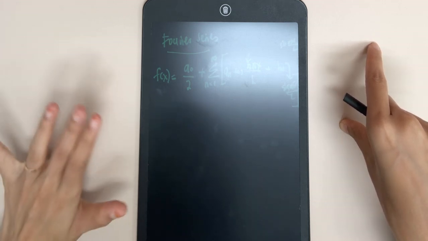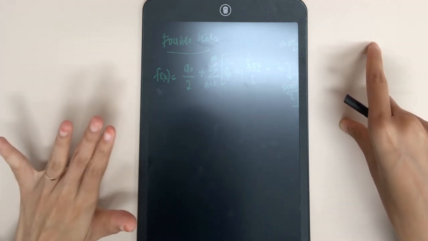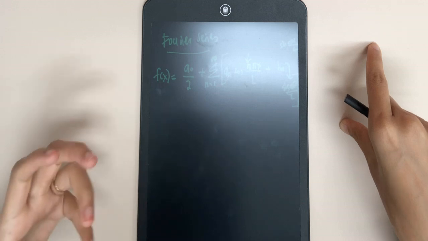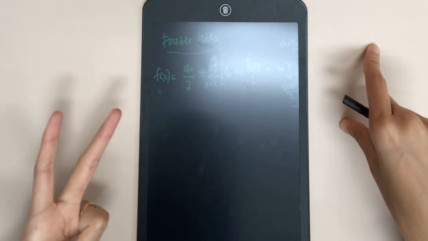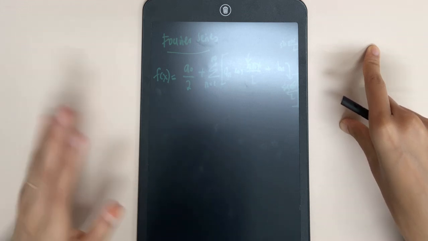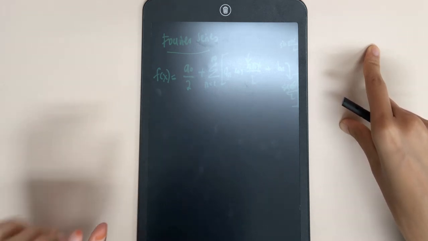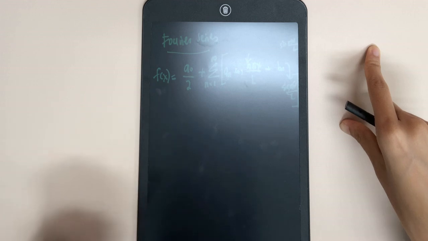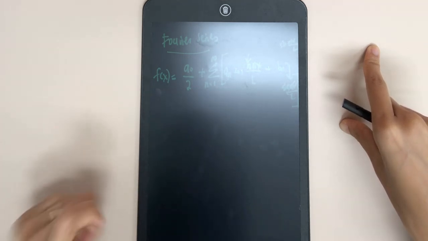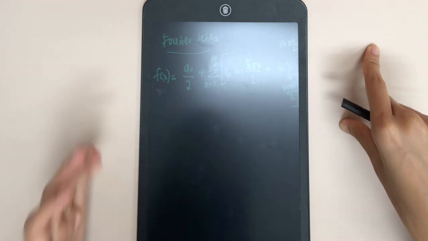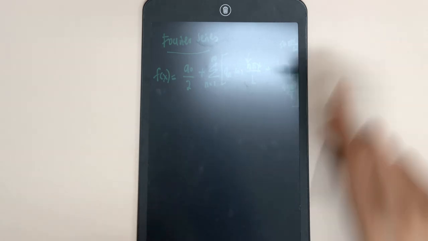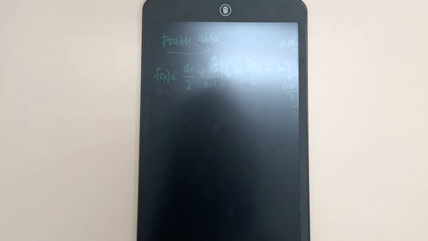Okay, what we need to do now is find out the value for a0, an, and also bn. And we don't find all. Kita tak perlu cari semua a0, an, bn. Kita perlu cari certain je, sama ada a0, an, or just only bn. It depends on your function. What's the meaning of my sentence just now? It depends on the function.